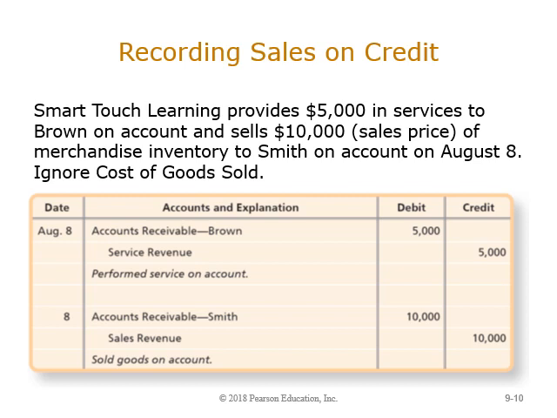The biggest difference here is that we're specifically identifying the customer in this case. For the other one, we've got accounts receivable Smith, and that's a debit for $10,000 and then a credit for $10,000 to sales revenue for those goods that we sold on account.